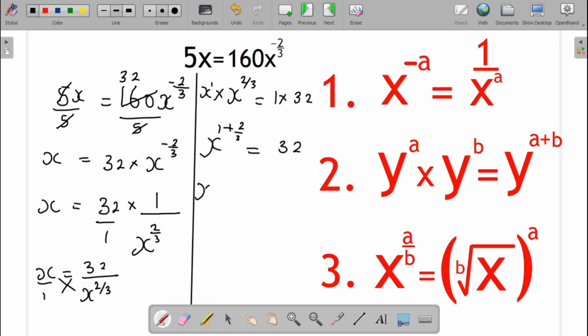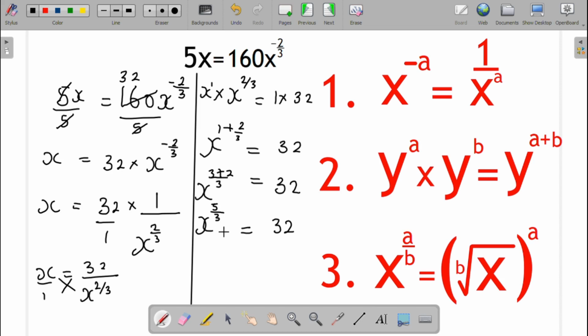Now, you are having x. The LCM of 1 and 3 is 3. How many times can 1 go into 3? 3 times, right? 3 times 1, 3. Good. How many times can 3 go into 3? 1 time. 1 times 2 is 2. Plus 2 is equal to 32. So x raised to power 3 plus 2, that is 5 over 3, is equal to 32. Okay, now at this junction, we have a fractional power, 5 over 3.